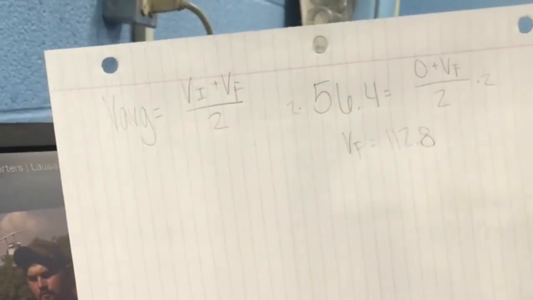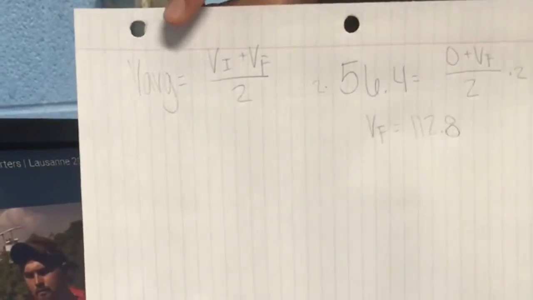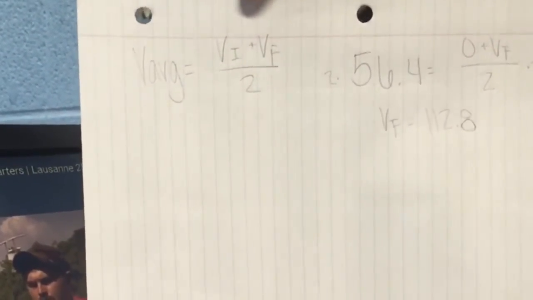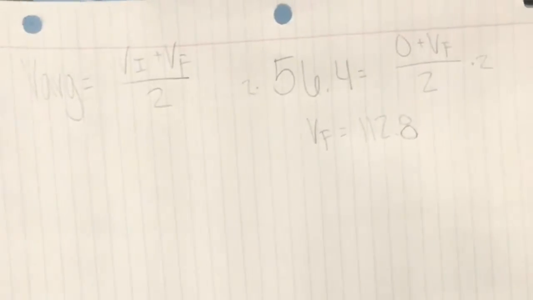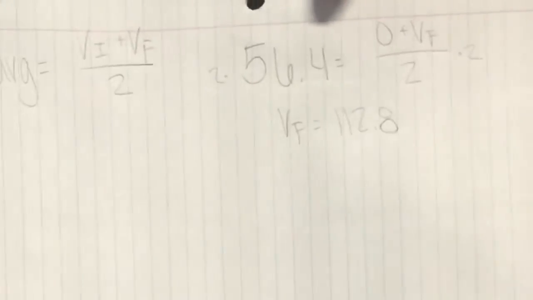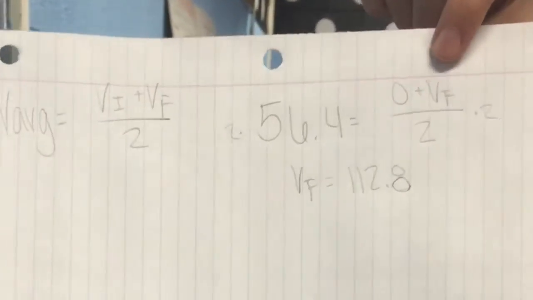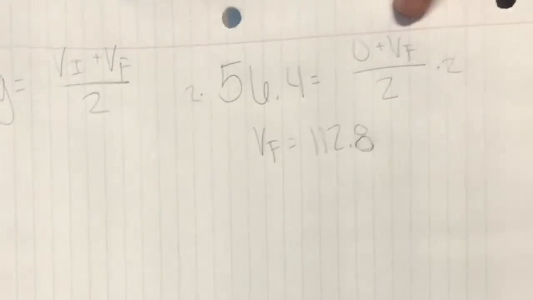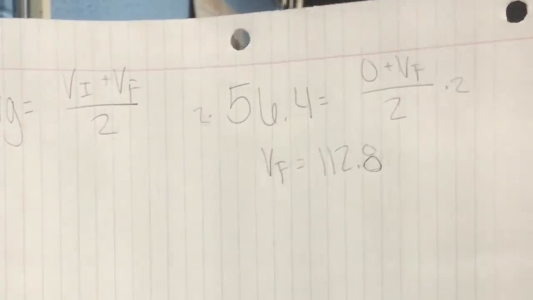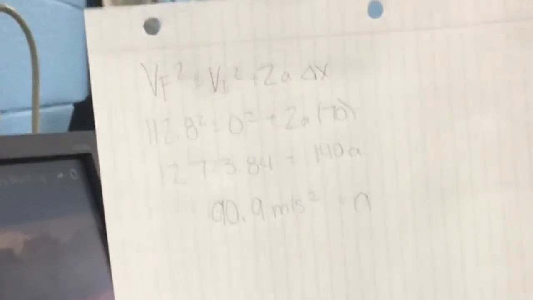In order to find the acceleration, we first had to find the final velocity. So we use the equation VAV equals VI plus VF over 2. So then we just plugged in our variables from the last part. The variable for the VAV would be 56.4 meters per second. The initial velocity was 0, and we do not know the final velocity yet. So here we just multiply each side by 2, and we would get the final velocity of 112.8.